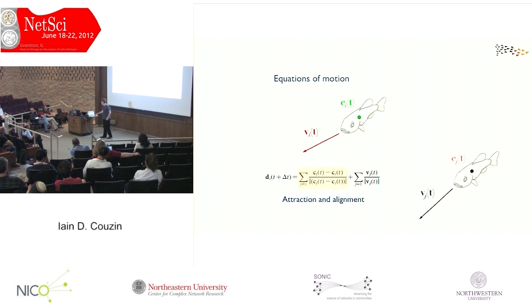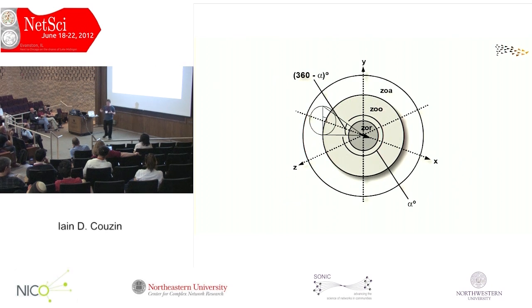But as you've seen in those movies, there's also potentially a tendency to align your velocity vectors, to want to move in the same direction as near neighbors. And so the human brain is not very good at working out, okay, what would happen if I change these parameters?